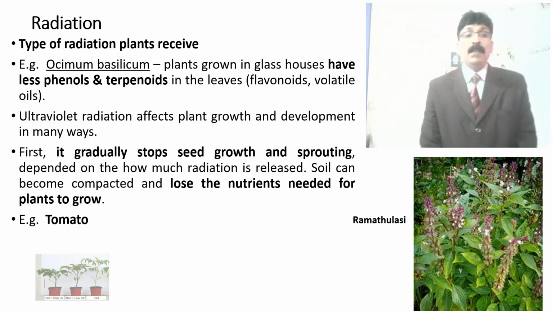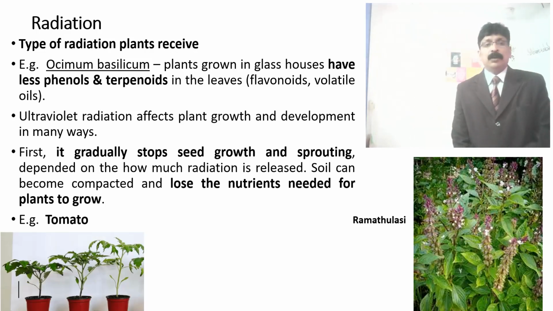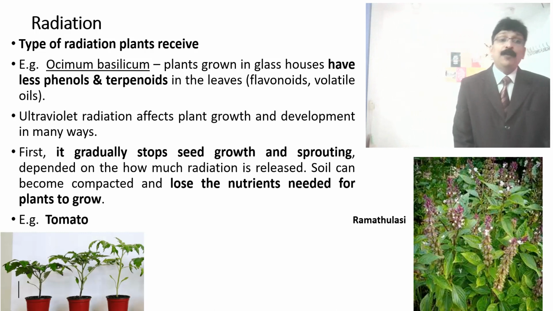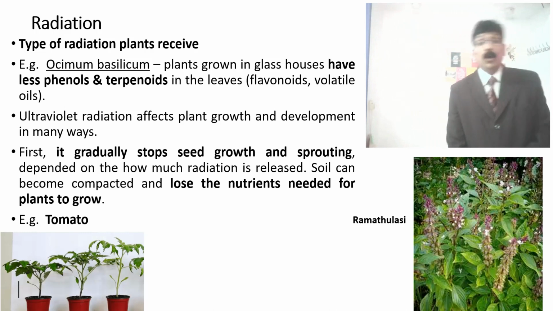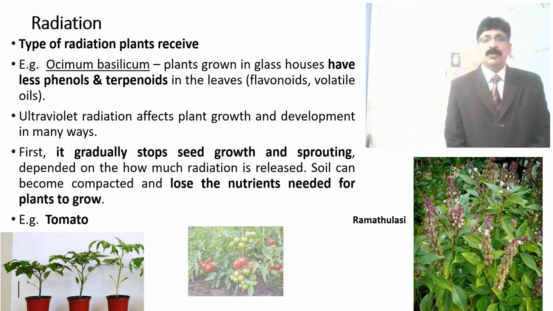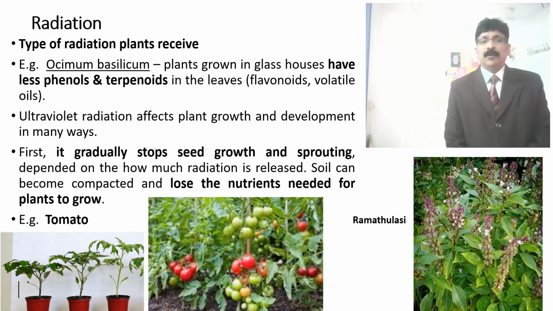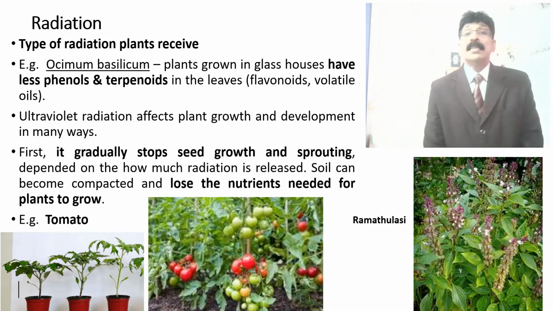Example, tomato. You can see this picture, three different types of plants grown. In high UV light, it is short. In low UV light, a little higher. And where UV light was protected, it is very high. So that's what we have shown. This is the picture of tomatoes protected from the UV light.